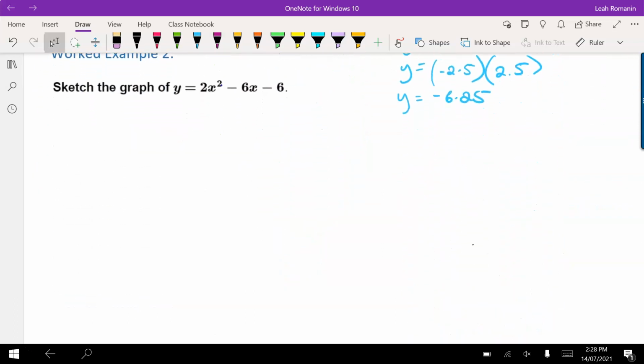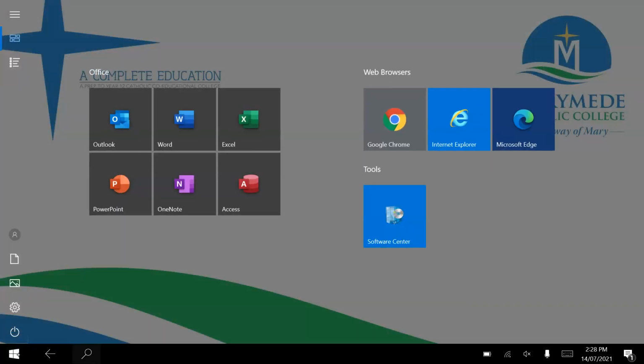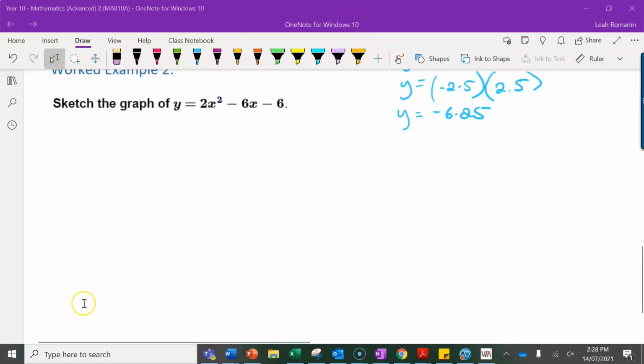Okay, coming down to here, I'm sketching the graph of 2x squared minus 6x minus 6. Now, that's in general form. I can't sketch it from that. I'm going to need to factorize. I'm going to give you all 2 minutes to factorize that for me.